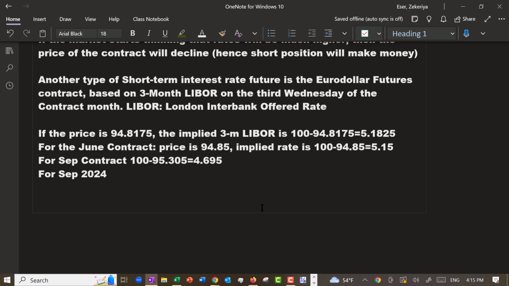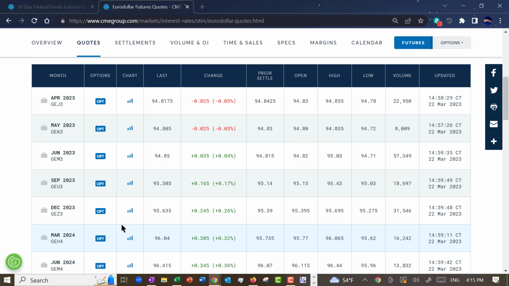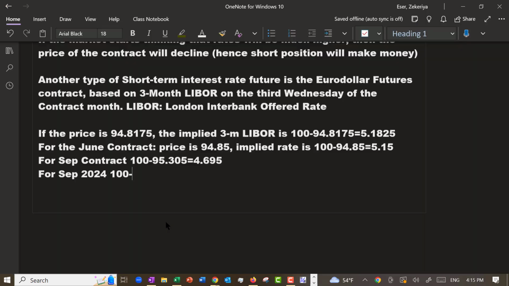So in a year and a half, 96,655. The way the yield curve works, the market is pricing about a 175 basis points decline in 3-month rates. That's typically an indication that the market is expecting a recession.